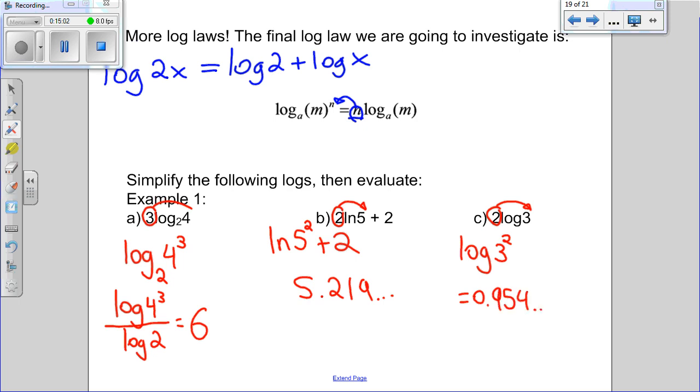So that one we don't have to convert into the two separate things in our calculator. Does that make more sense now? Good.